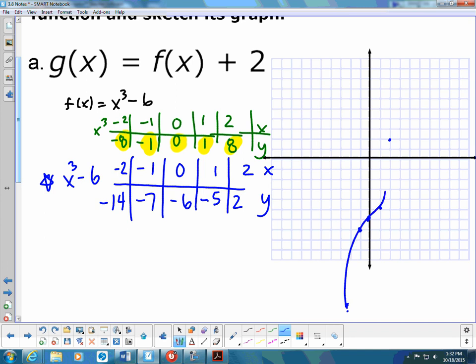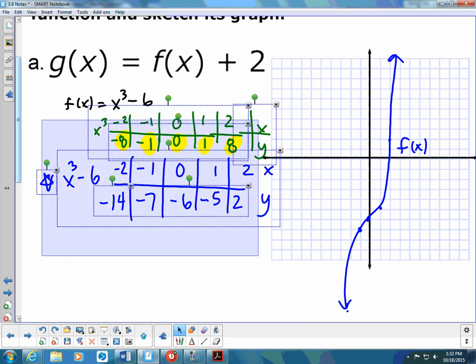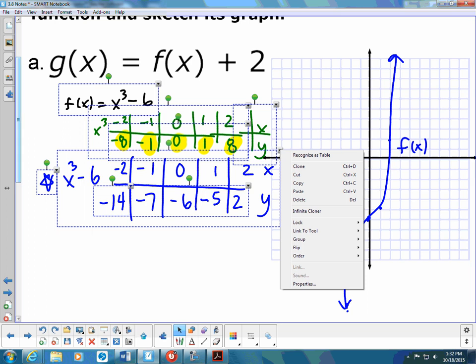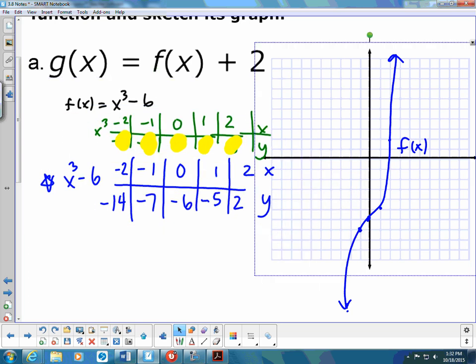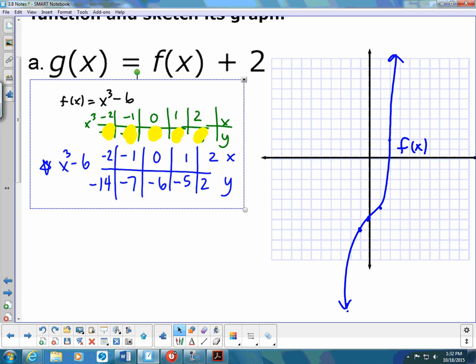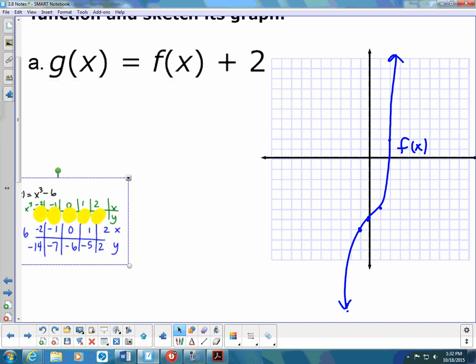So starting off, this is our parent function, or this is our f of x in this case. Now, in order to perform our next transformation, I'm going to group all of this up and move it out of our way for right now. We don't need to see that for what we're going to do. There we go. So that was our work we did from before.